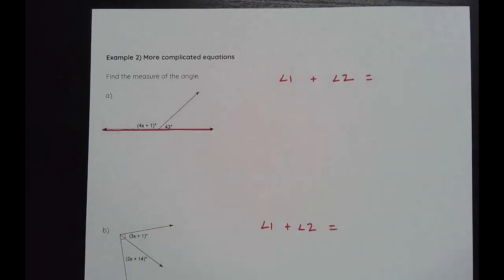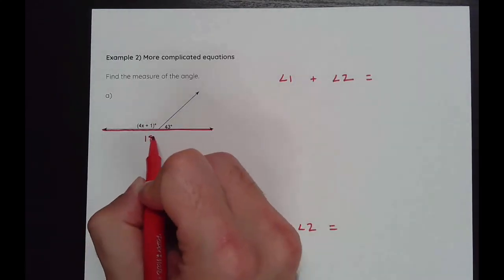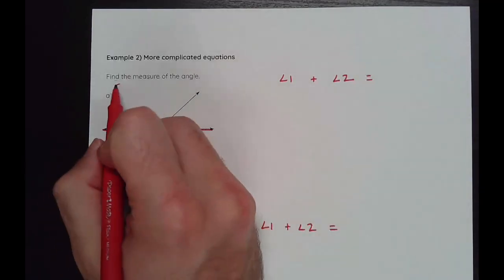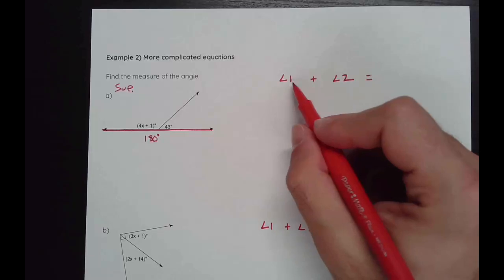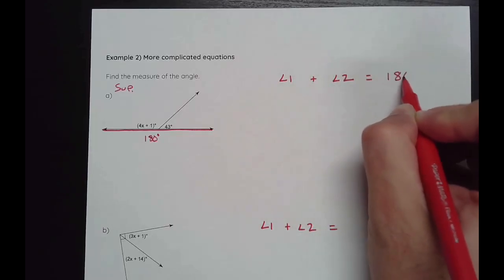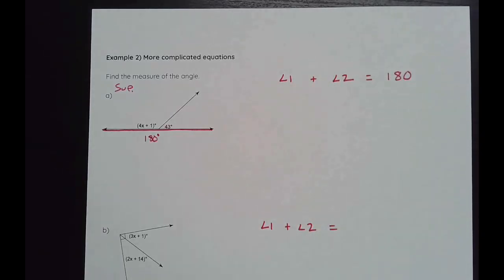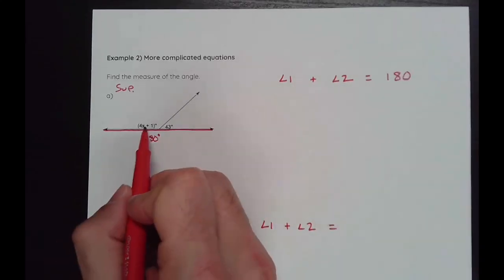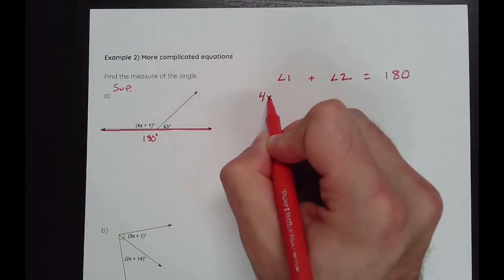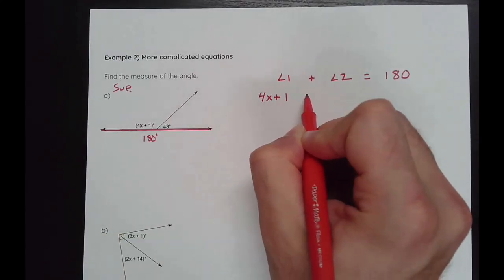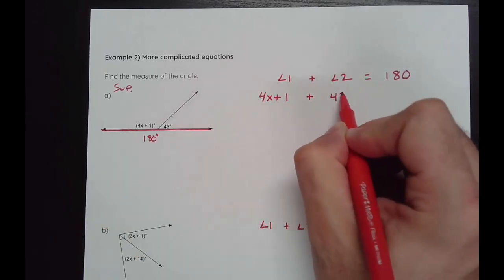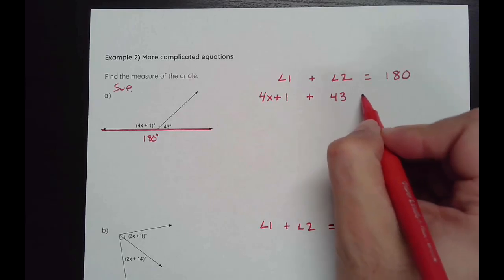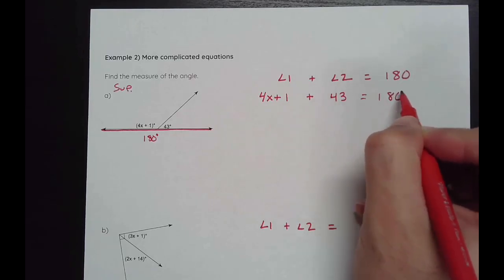180 degrees because I have my straight angle. So these are supplementary. That tells me that angle 1 plus angle 2 adds to 180 degrees. I'm going to choose this as angle 1, so I have 4x plus 1 plus my second angle, which in this case is 43, equals 180.